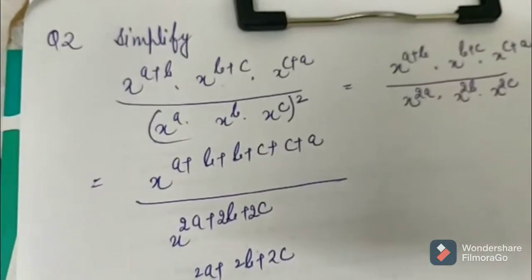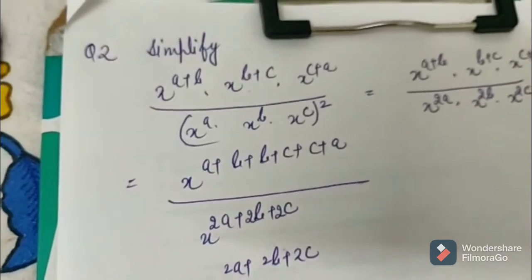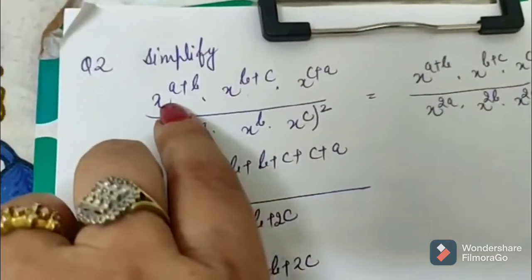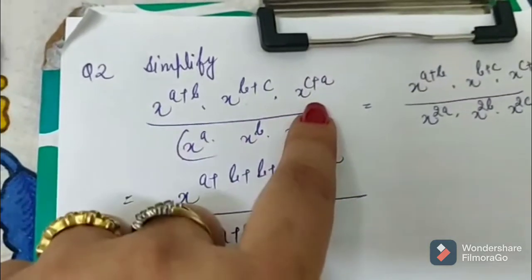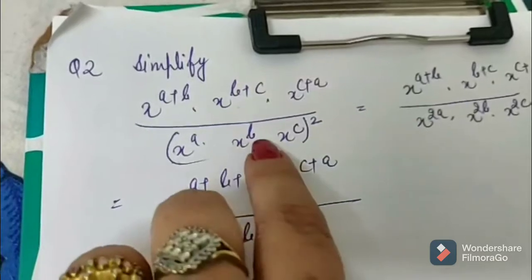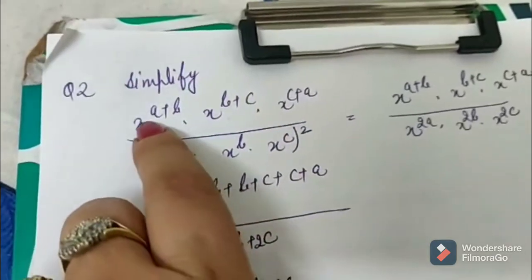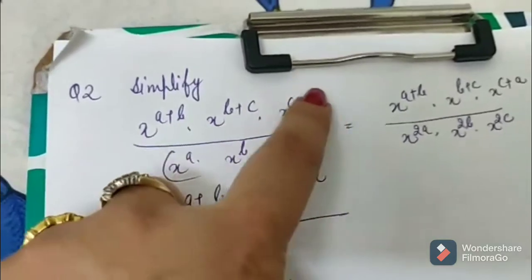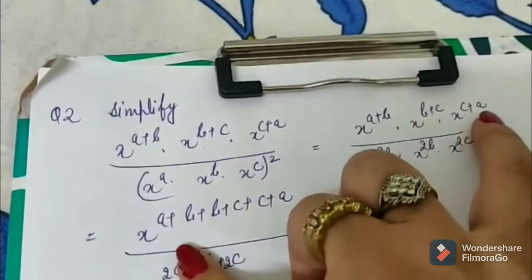Now one more question which seems to be a very tough question, but it's a very simple question. See, this is x raised to power a plus b into x raised to power b plus c into x raised to power c plus a, divided by x raised to power a into x raised to power b into x raised to power c, whole power square. Now this numerator does not require any simplification, so I am writing it as it is only.